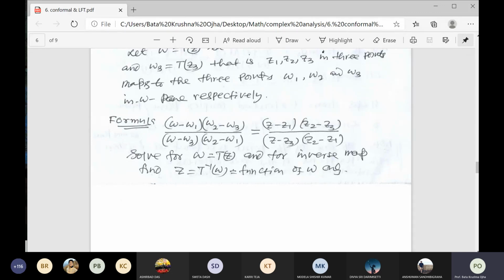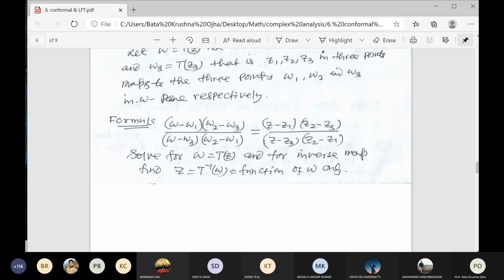Suppose W1, W2, W3 and Z1, Z2, Z3 are all numbers, not infinity. All are numbers. Then we say that T is a mapping from the complex plane to the complex plane. W1, W2, W3, Z1, Z2, Z3 are not infinity, only numbers. It may be 0 or a complex number or a real number, anything. Then T is a mapping from the complex plane to the complex plane, right?